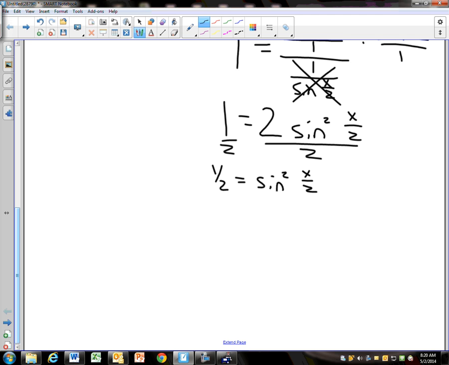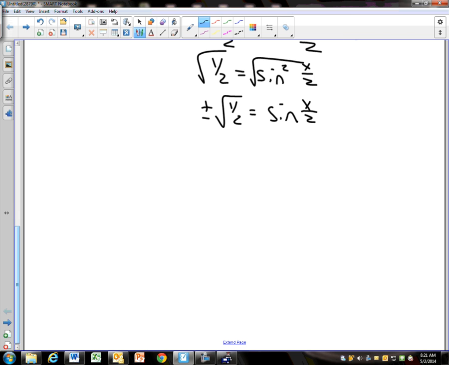Now what? Do you get rid of the squared or do you get rid of the x over 2 part? Ooh, we got square root. Plus or minus the root of 1/2 is equal to sine of x over 2. Where is sine positive? Where is sine negative? Positive in the first, second, negative in the third, and the fourth.